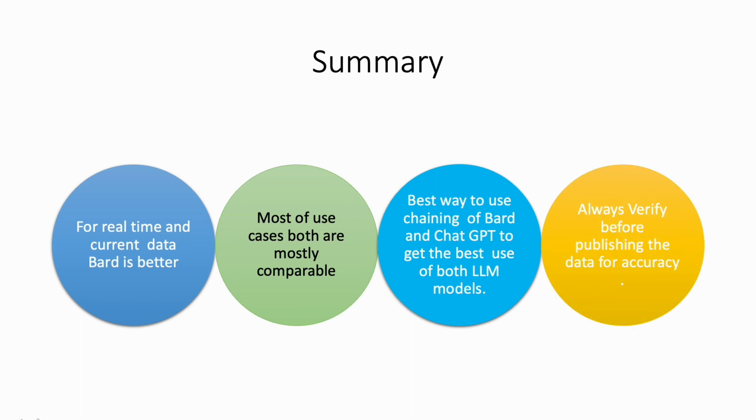And the one fundamental thing is, even though Google claims a little bit that it's mostly accurate, ChatGPT definitely says you need to verify. So the recommendation, based on the data so far, is that it's always good to verify before publishing any data to the public. Make sure the accuracy is there and there is no hallucination in the data we got from the LLM. So in summary, it's very useful to use either of them, and chaining will be the best option. That way, you can leverage the best out of both.